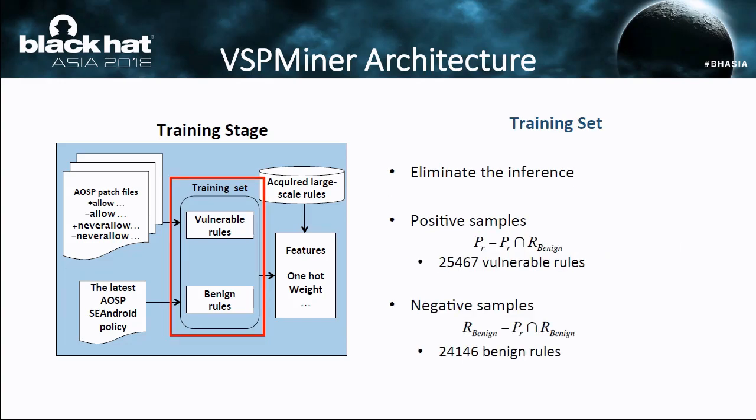After we obtain these two sets, we want to construct the training set. But we also need to eliminate the interference during the data processing, right? You can see that we have a very long chain of data processing, so maybe we will make mistakes, or some logs also make mistakes. So we use an approach to eliminate such interference. We will remove the intersection of PR and R-benign from both the PR and R-benign sets. So finally, we will get about 25,000 vulnerable rules, which will be taken as the positive samples. And on the contrary, we will also get 24,000 benign rules, which will be taken as the negative samples.